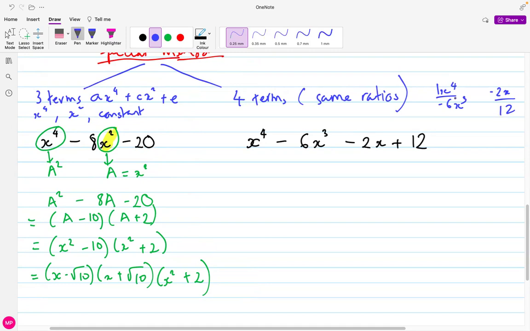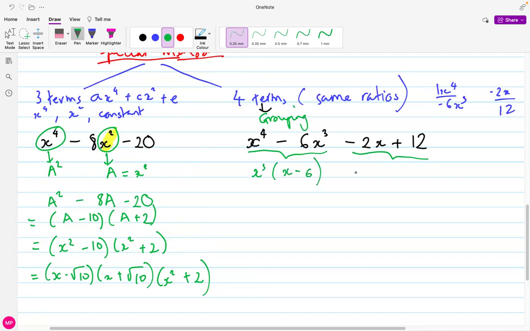And x to the 4 over x cubed is technically 1x. So for the strategy of this method, all you need to do is grouping. So you group 2 by 2. Okay, so you group this and you group this. You take out the highest common factor. The highest common factor here will be x cubed. You will have x minus 6 left.